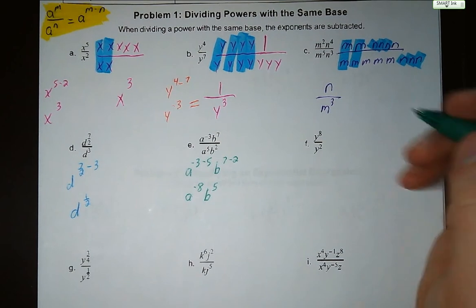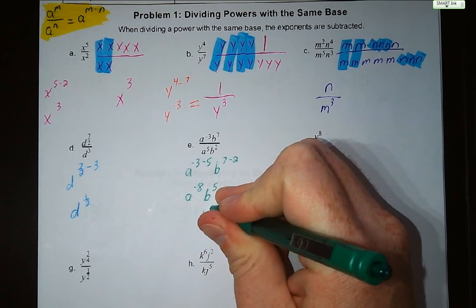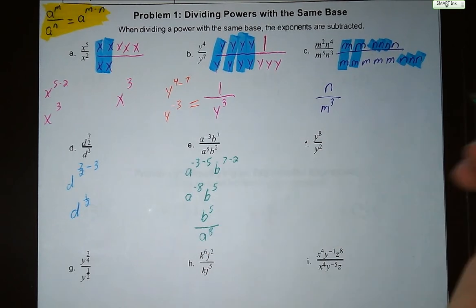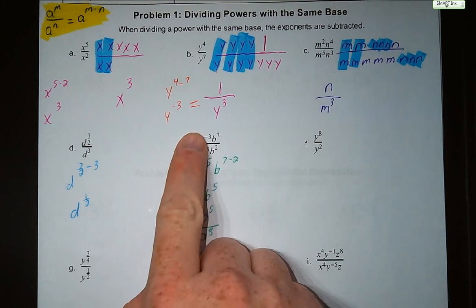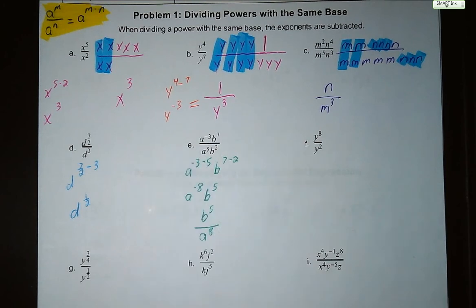No, because we have a negative exponent there. So we just move that down to the basement. B to the fifth over a to the eighth. Now, if you wanted to, you could have looked at that and said, well, I've got a to the negative third over a to the fifth. I could just bring that a down, and we've got a to the third times a to the fifth. You could do that as well.